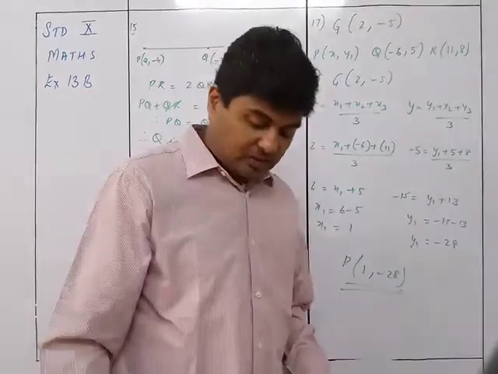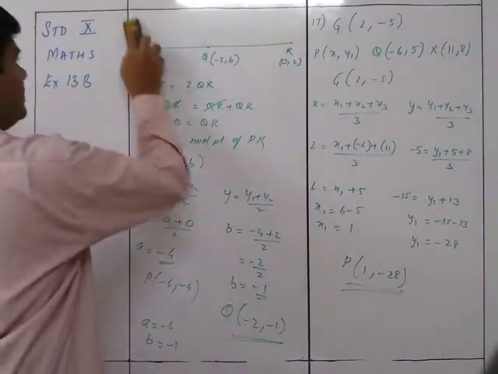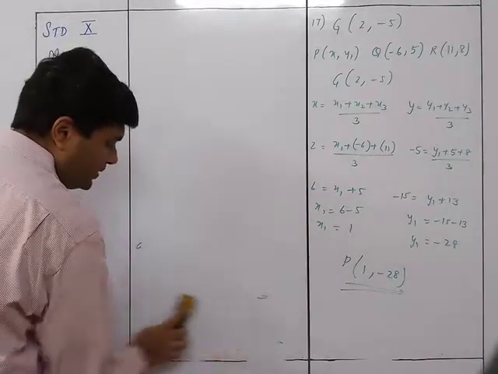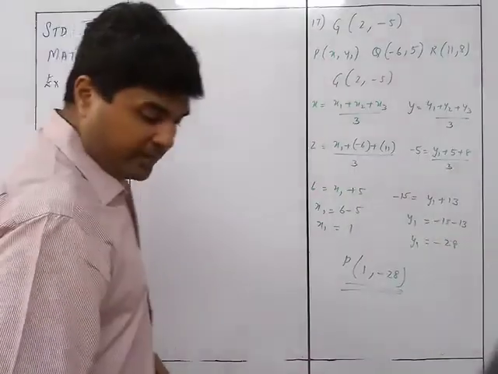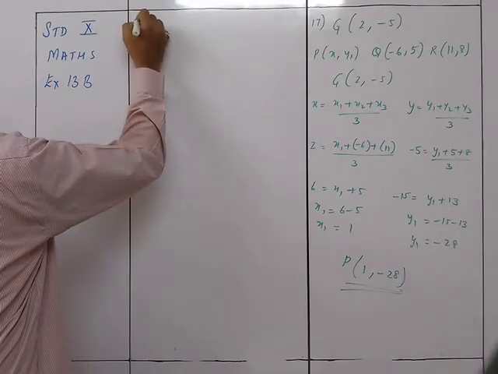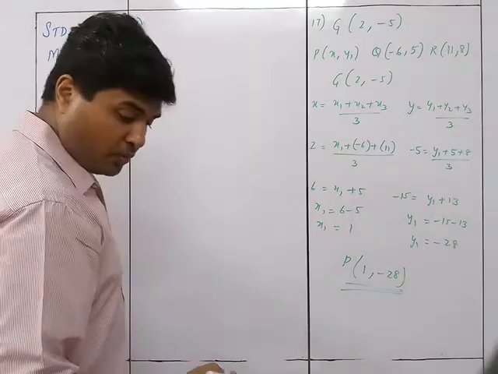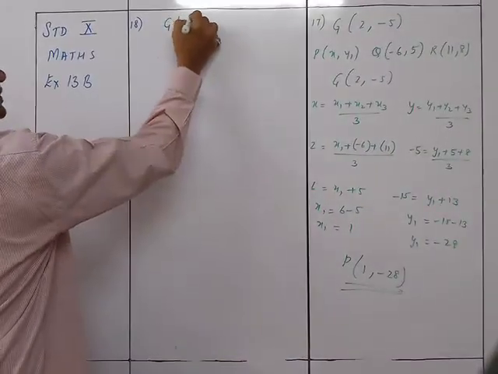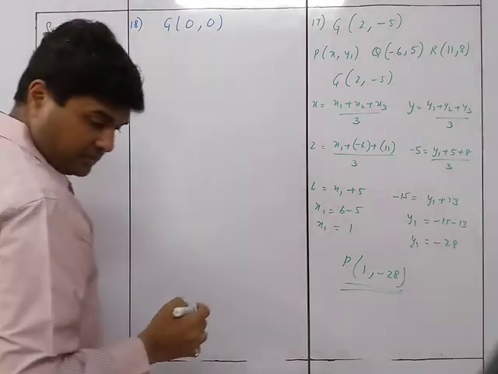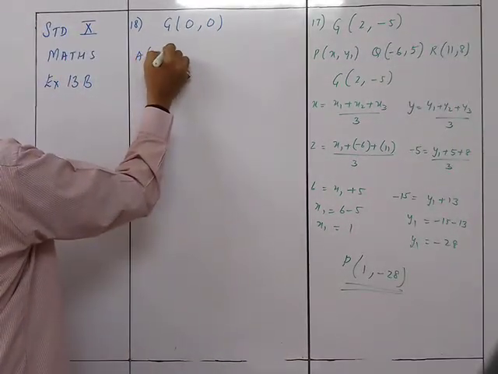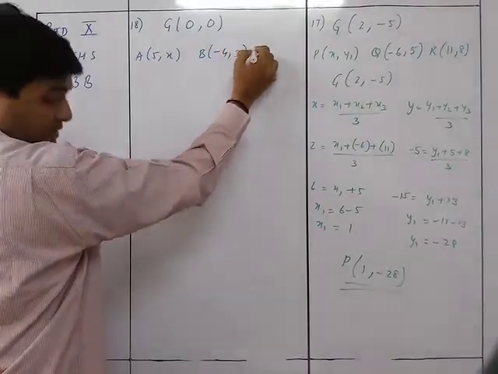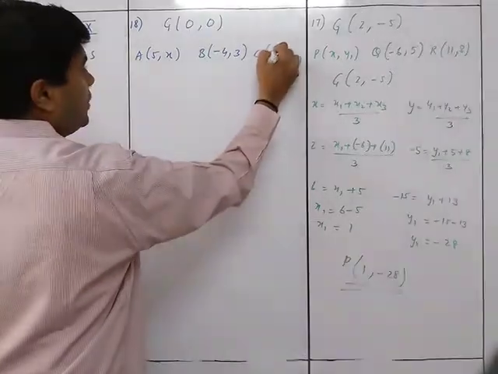It's a very easy one as such, but still I will do it because of one small confusion, and that is they are given the centroid to be the origin. So the centroid is given to me as 0 comma 0. So 18 sum, I'll just do an extra sum over here. So yeah, reducing your homework. So G is 0 comma 0. The A is 5 comma x, B is minus 4, 3, and C is y comma minus 2.